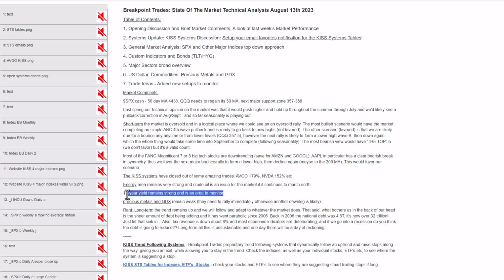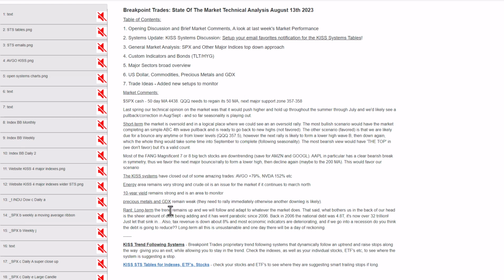The 10-year Treasury yield remains another thing to watch. If rates continue to move higher on the 10-year, the market's not going to like that, and it's been jittery with rates being higher lately. Precious metals, as you know, have been weak, and they need to rally immediately. Otherwise, another down leg is likely.